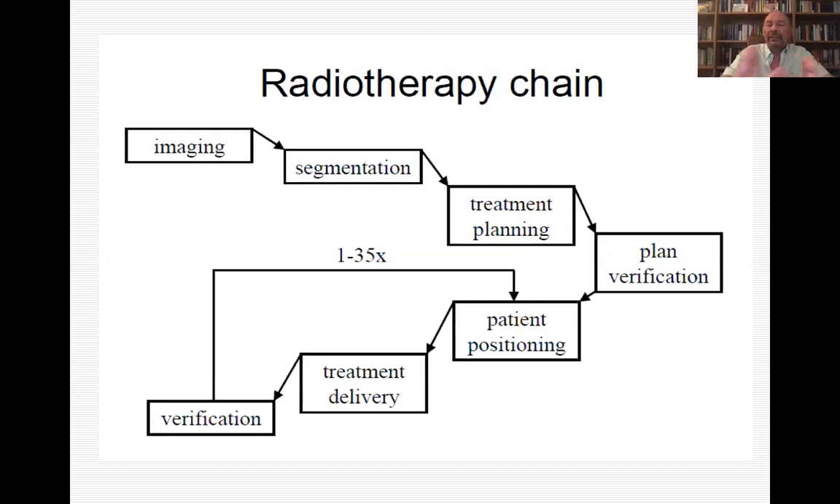So the radiotherapy is a chain. To go to the treatment, which is here, treatment delivery, you have to go through many steps. The first step is certainly imaging. Then the second step is segmentation. You see, segmentation is where you define the targets and the organs at risk. Then you actually do the treatment planning, so you decide how to irradiate the patient. You verify your plan, for example, in a water phantom. Then you have the patient positioning, so you fix your patient on the couch, treatment delivery, verification, post-verification, and then eventually you repeat 1 to 35 times, depending if you are in hypofractionation or in conventional fractionation regime.